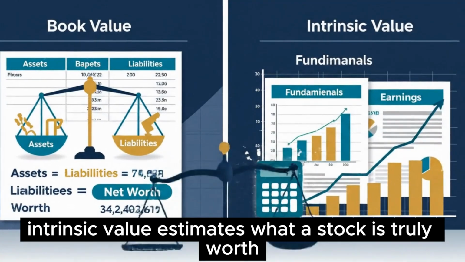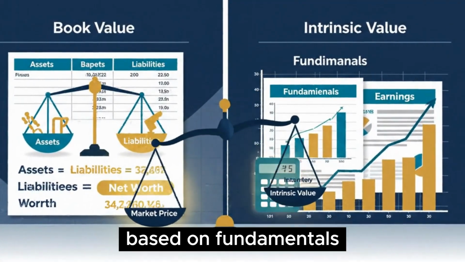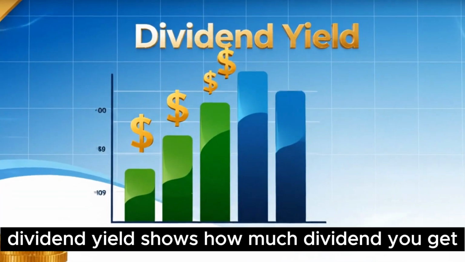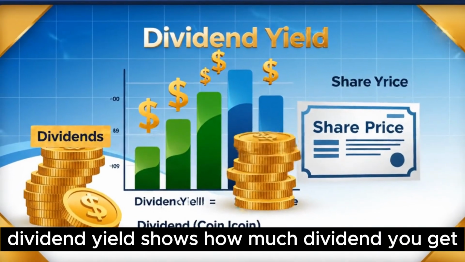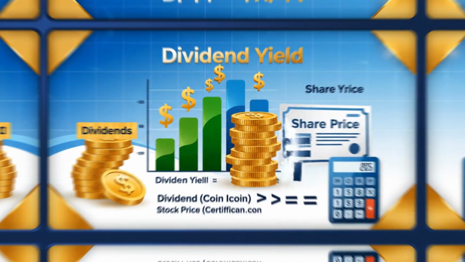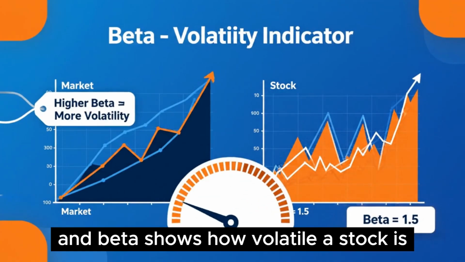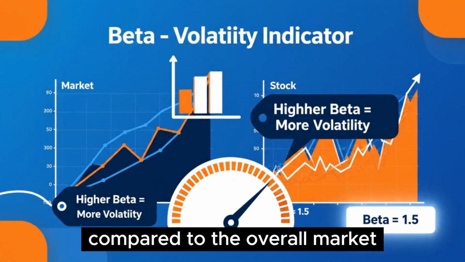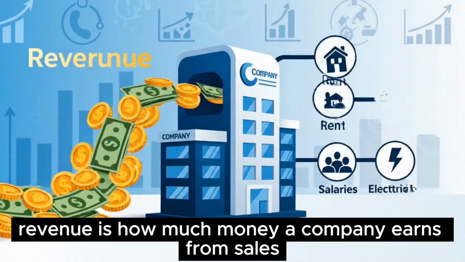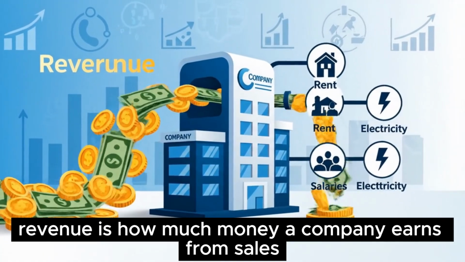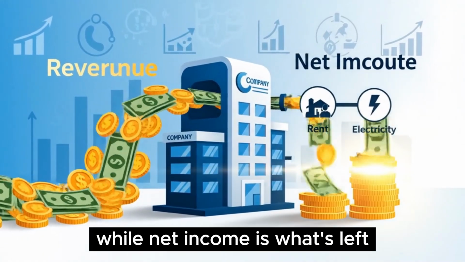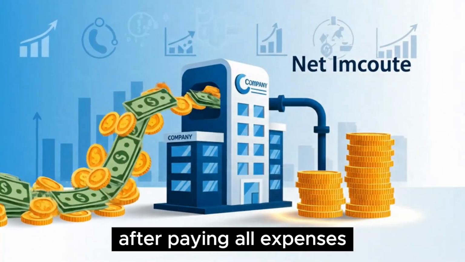Intrinsic value estimates what a stock is truly worth based on fundamentals. Dividend yield shows how much dividend you get compared to the stock price. And beta shows how volatile a stock is compared to the overall market. Revenue is how much money a company earns from sales, while net income is what's left after paying all expenses.